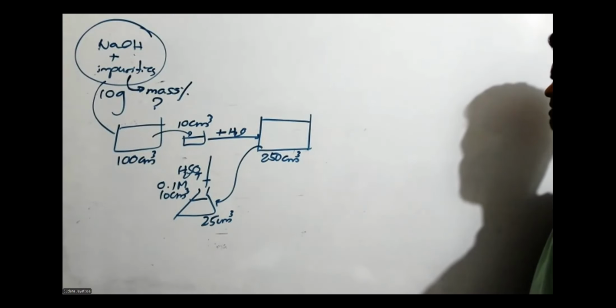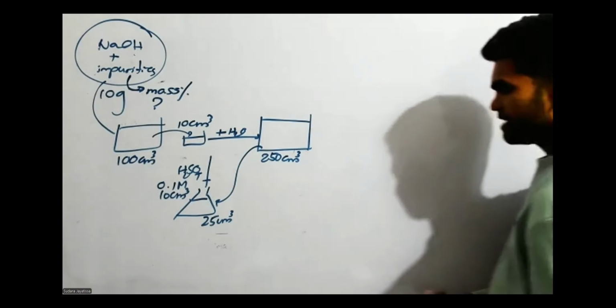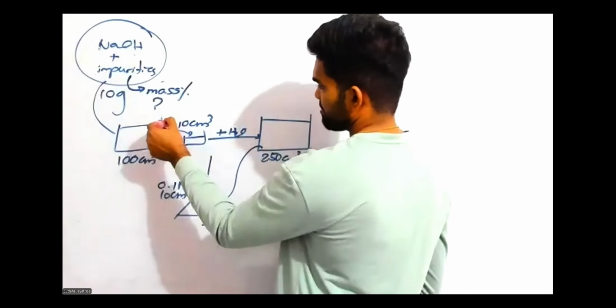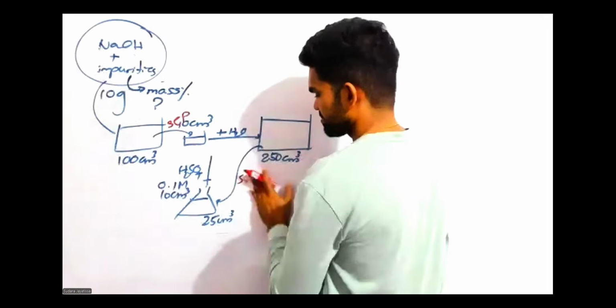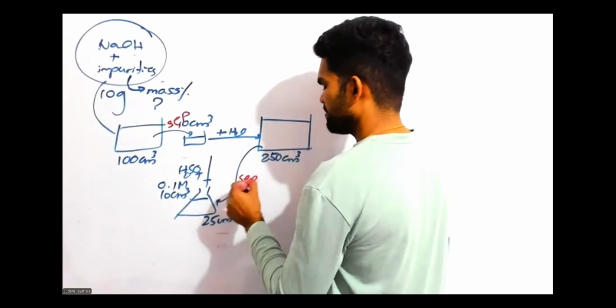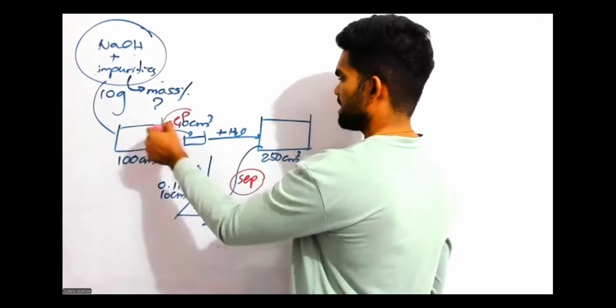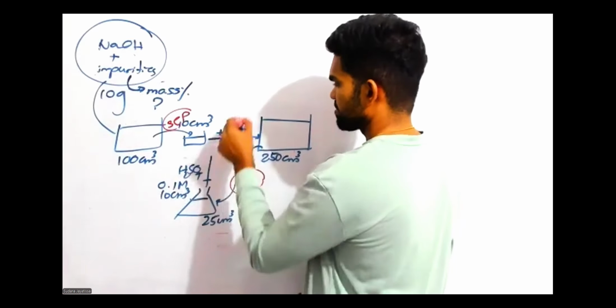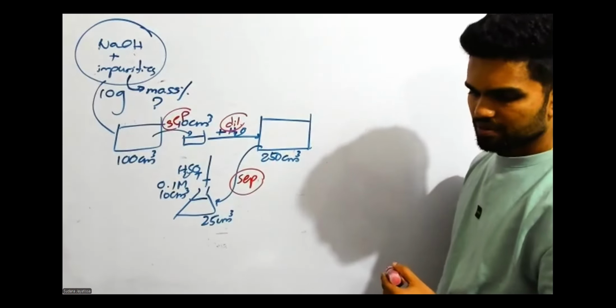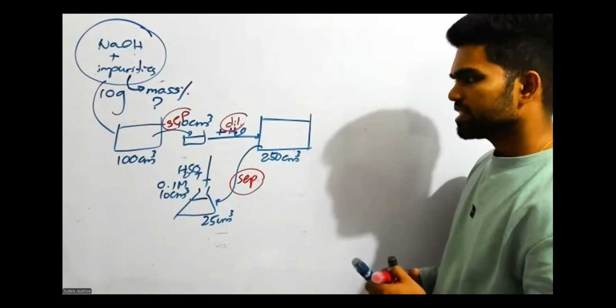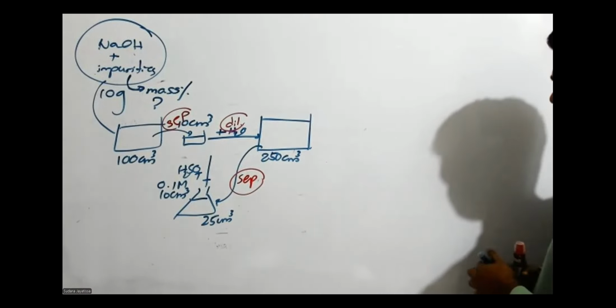Okay, you can see here you have separation. Here also you have separation, because you are separating 25. And this one is dilution. During dilution, the number of moles is not changing, but in separation, the number of moles is changing. How do we do this question?